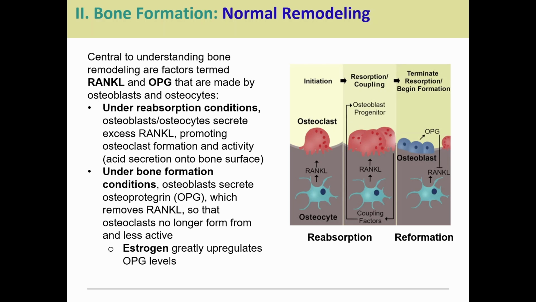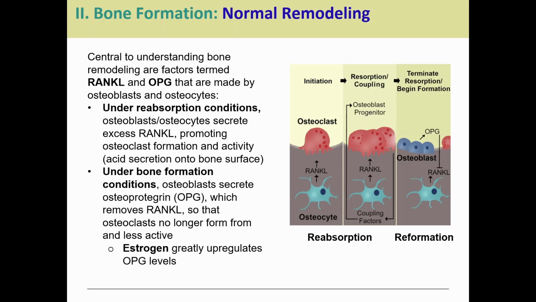And then when we want to build the bone, we have osteoprotegerin or OPG. This is going to remove that RANKL. So now the osteoclasts don't have their signal anymore. So they automatically kind of shut down, right? They're not told to do anything, so they don't do anything.